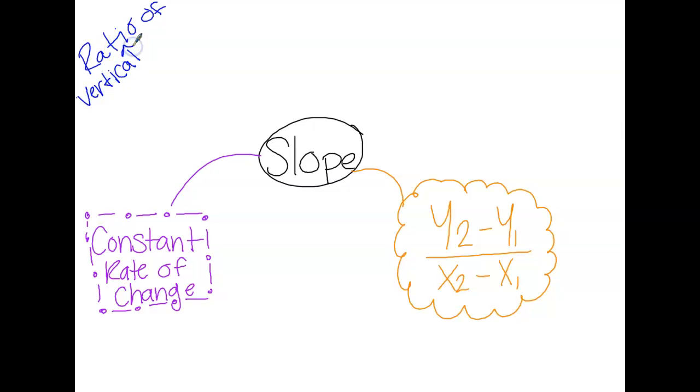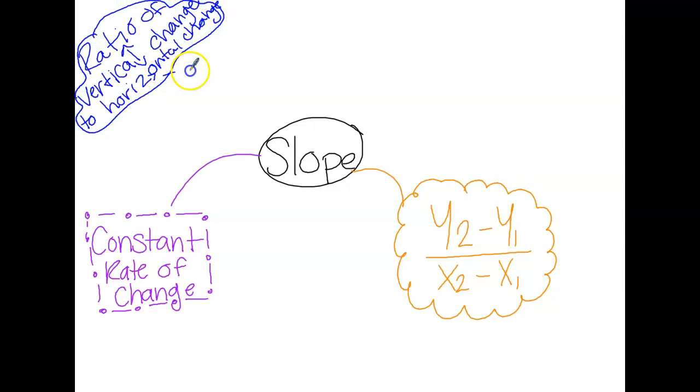And on my L, I made arrows so that you know vertical is up and down. So it's a ratio of vertical change to horizontal. I made arrows on my Z so that I knew that horizontal was sideways. Horizontal change. So the ratio of vertical change to horizontal change.